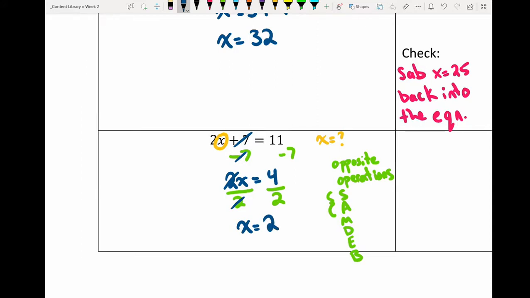So again, when we have more than one operation going on, we have to use opposite operations to figure out where to start. In this case, we're starting with anything that's subtracted or added to our term or our variable.